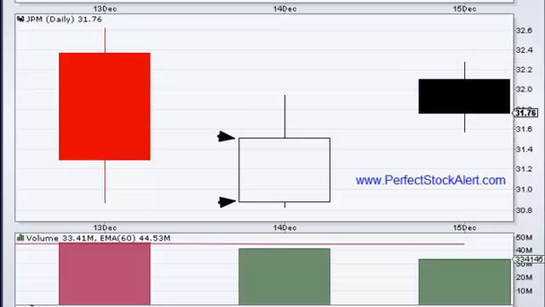When the stock closes lower than its opening price, a filled candlestick is drawn with the top of the body representing the opening price and the bottom of the body representing the closing price. Here we have an example of that. Here would be the open, and here is the close. And we know this just from looking at it because it's filled.